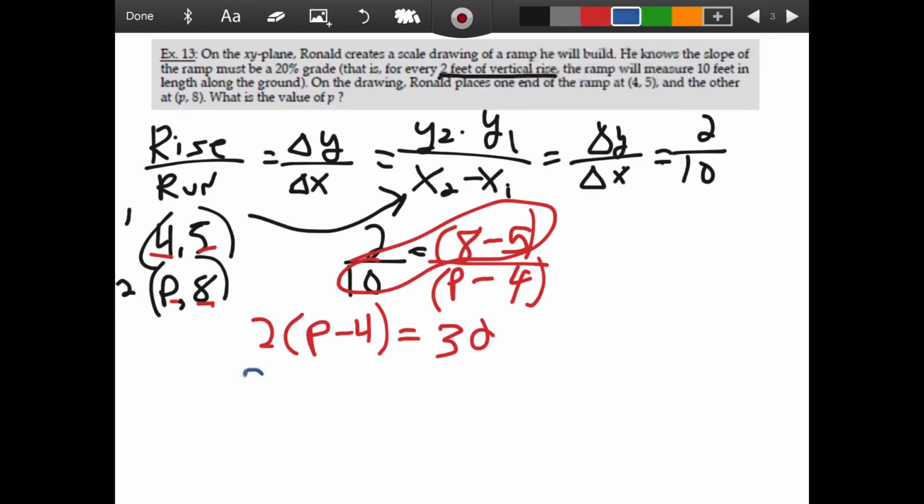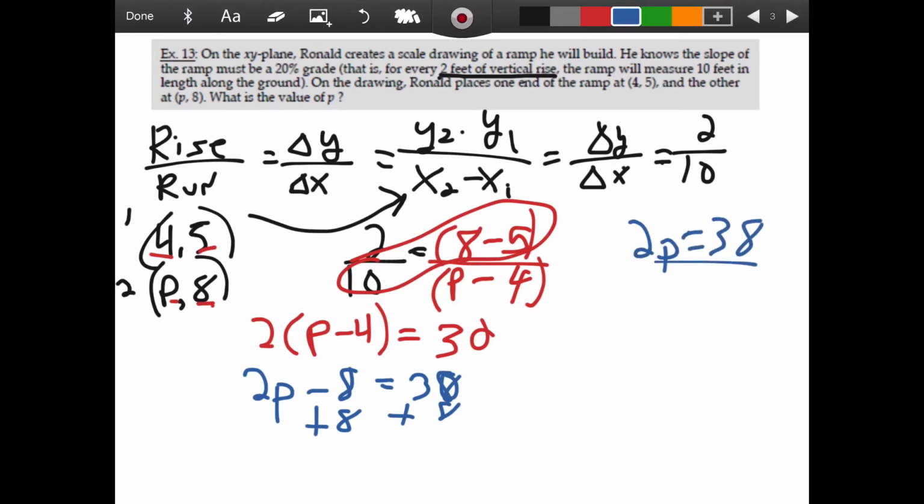So distribute 2p minus 8 equals 30. We'll add 8 to both sides. I jumped the gun, that's 30 plus 8. So we get 2p equals 38. Divide by 2. And we get that p has a value of 19.